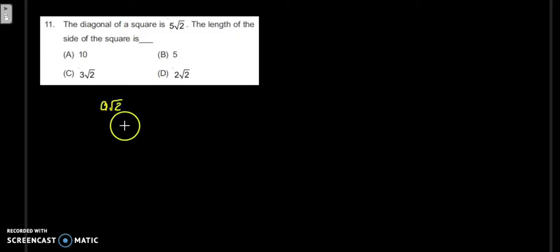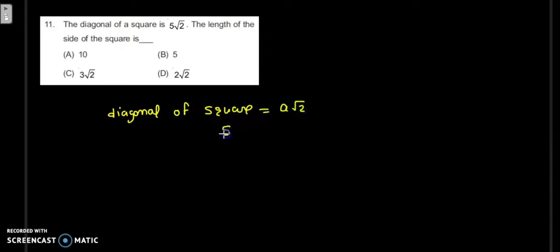a√2, or that is given, I will write in the proper way. Diagonal of a square is equal to a√2. This is given, 5√2 equal to a√2, √2 cancels, a equal to 5.